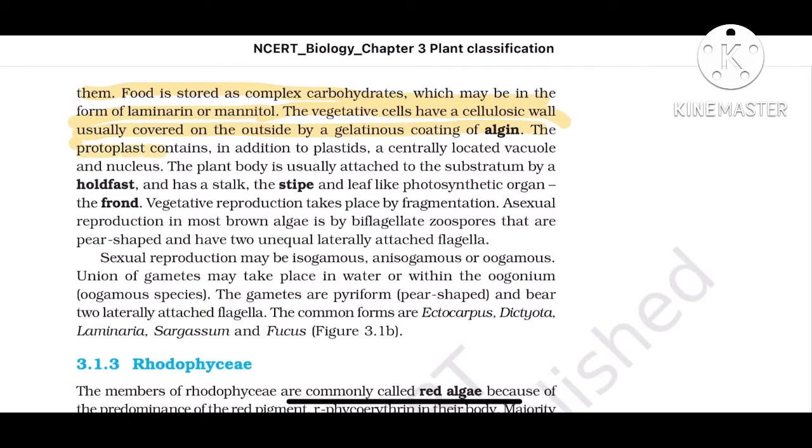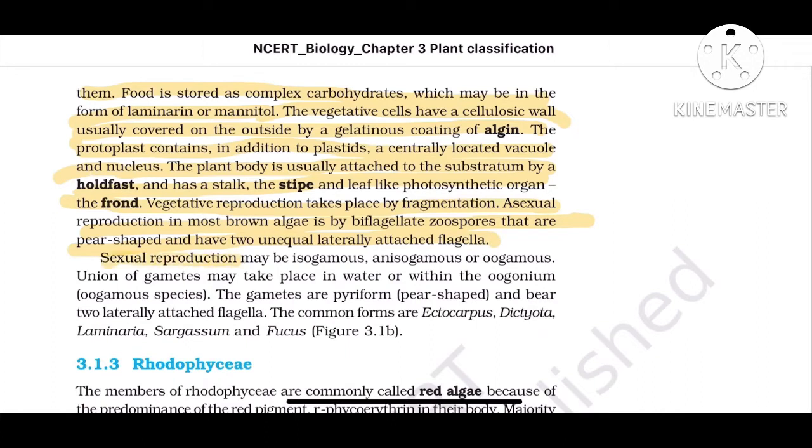The protoplast contains, in addition to plastids, a centrally located vacuole and nucleus. The plant body is usually attached to the substratum by a holdfast, and has a stalk, the stipe, and leaf-like photosynthetic organ, the frond. Vegetative reproduction takes place by fragmentation. Asexual reproduction in most brown algae is by biflagellated zoospores that are pear-shaped and have two unequal laterally attached flagella.